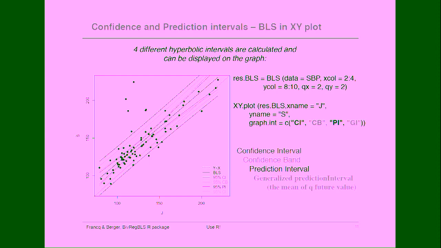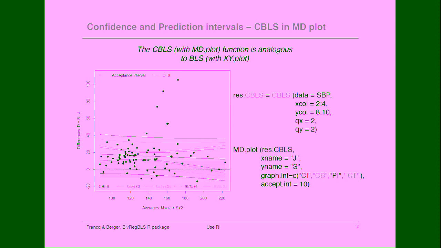Then we can plot the result with the XY plot, and we have the choice between 4 different intervals: the confidence interval, the confidence band, the prediction interval, or a generalized prediction interval to predict the mean of Q future values. For the CBLS regression, it is exactly the same, except that we are in a Bland-Altman plot, so the means on the x-axis and the differences on the y-axis. And we have the 4 different statistical intervals available in the package.